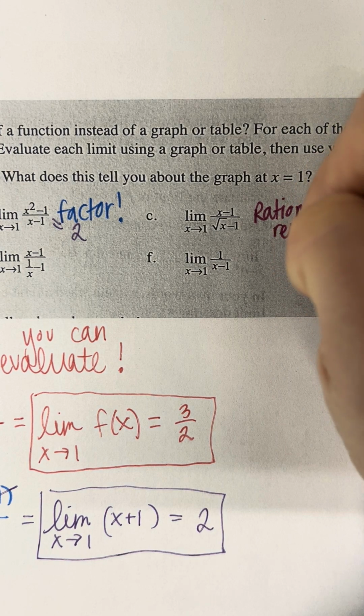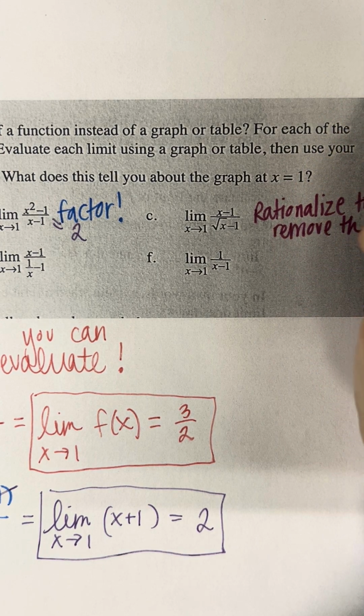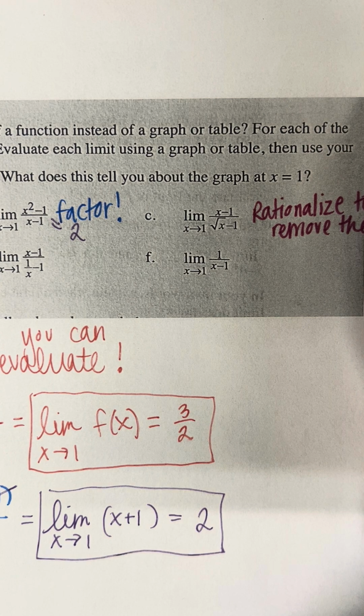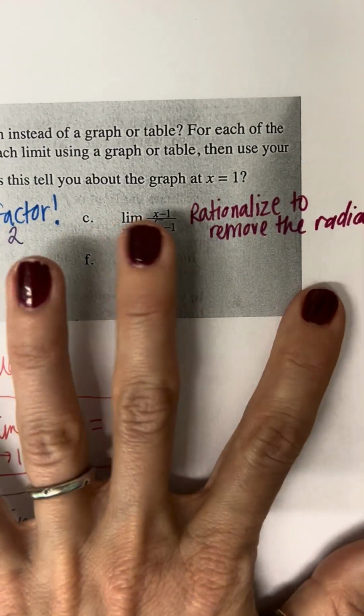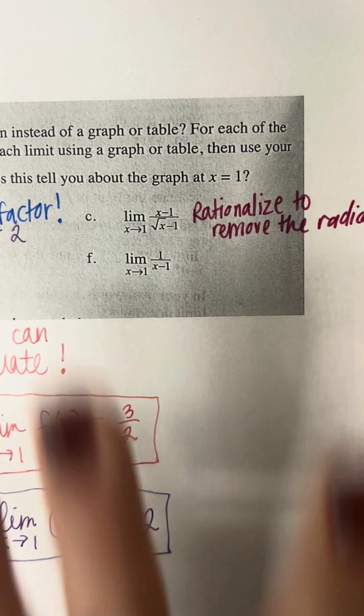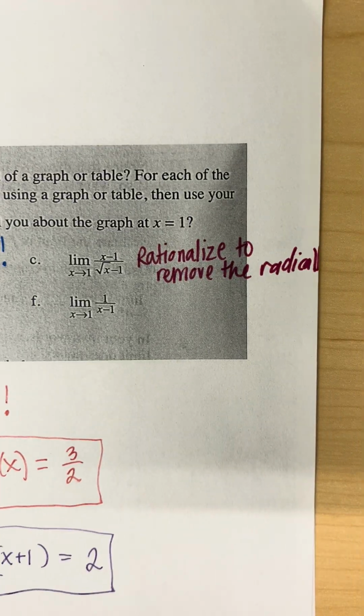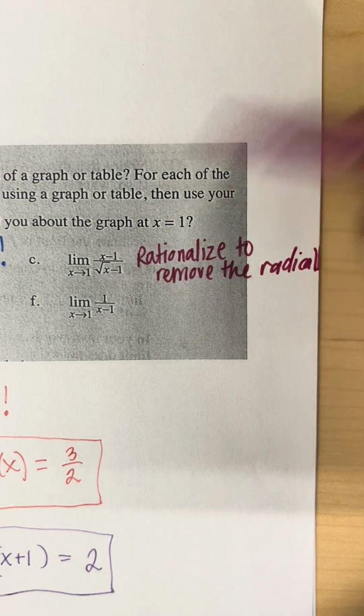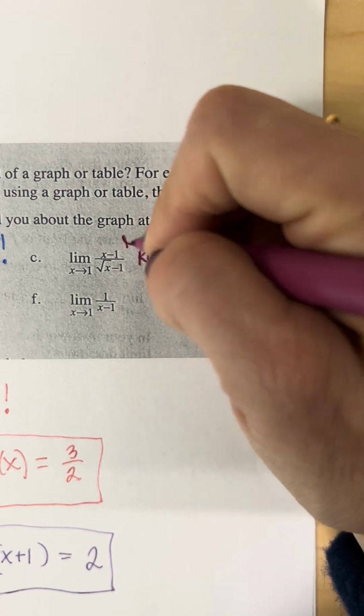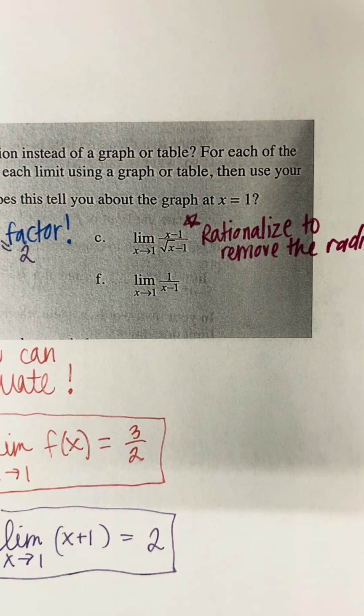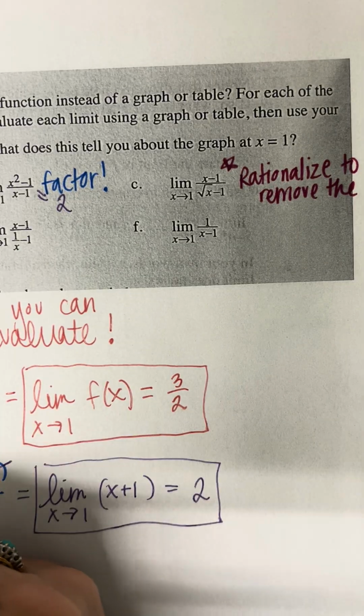To remove the radical from the denominator, okay? Most of the time you only have to do this if the radical's in the denominator, but occasionally you might have to do it in the numerator. But biggest thing, we don't want 0 in the denominator, right? So that's why we're gonna have to do this. And you may not quite remember this, but that's okay. We're gonna go over it right now.